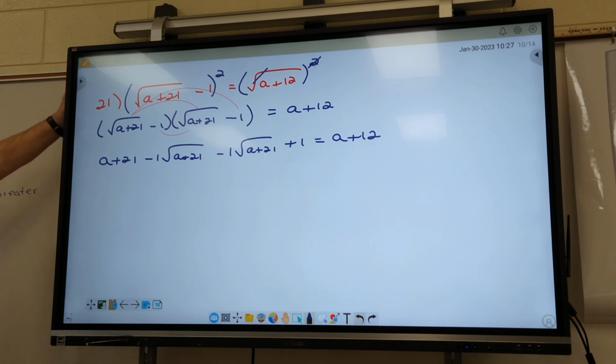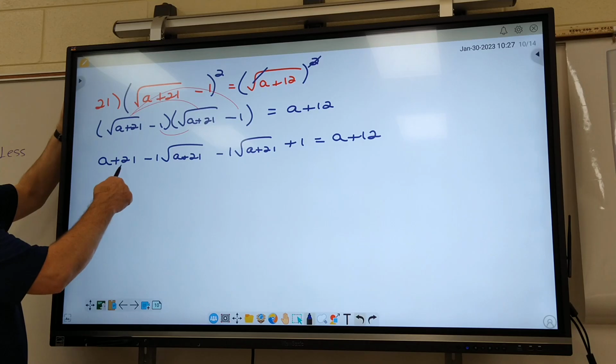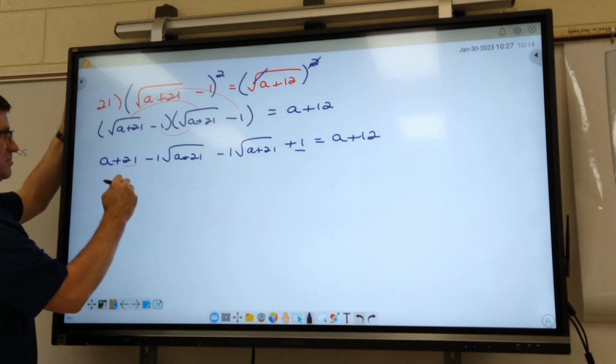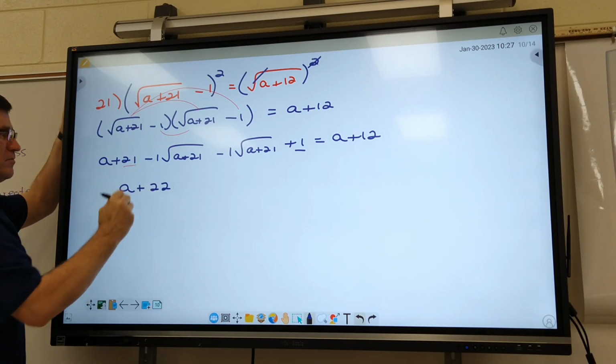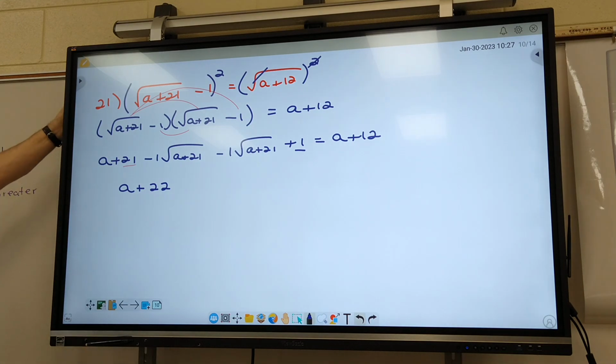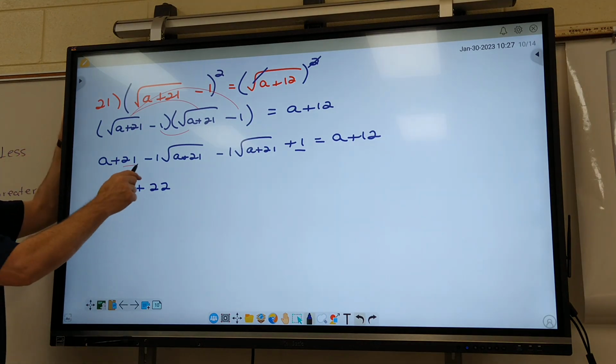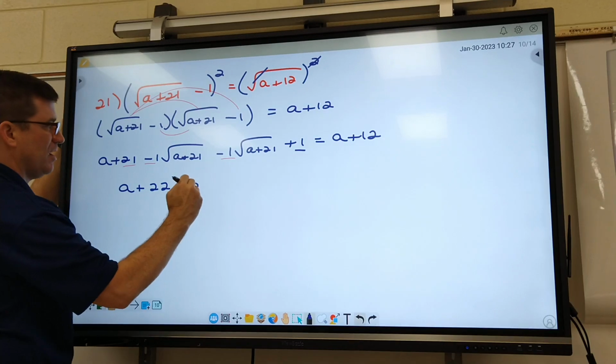All right, what's next? Well, look on the left side of the equal sign. See if there's anything you can add up that's like terms. 21 plus 1. So that'll give me 22. What else? I can add -1 plus -1. That'll give me -2.